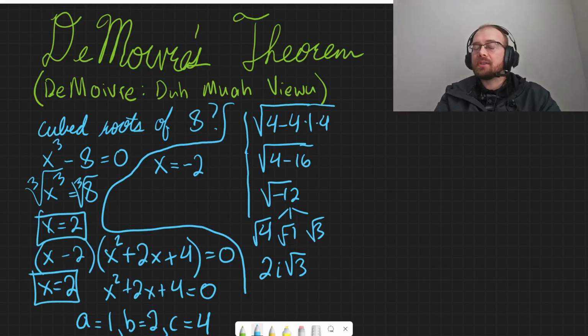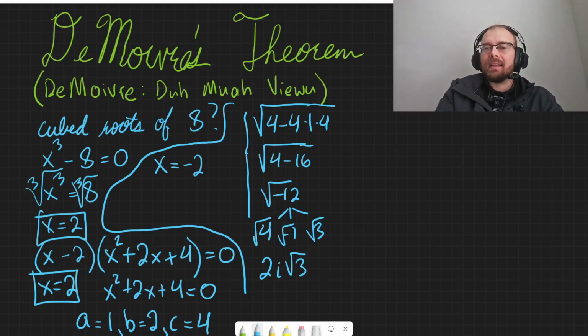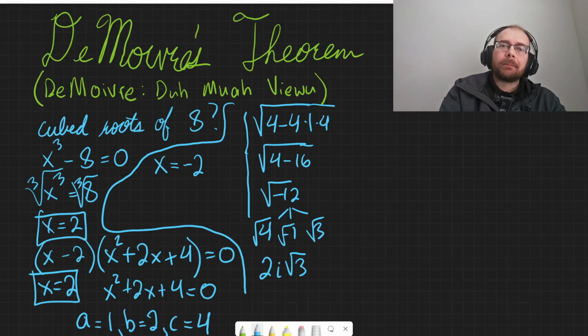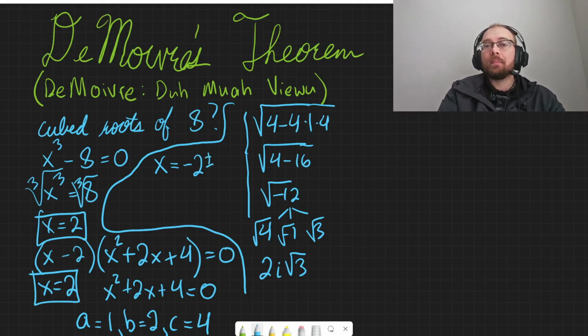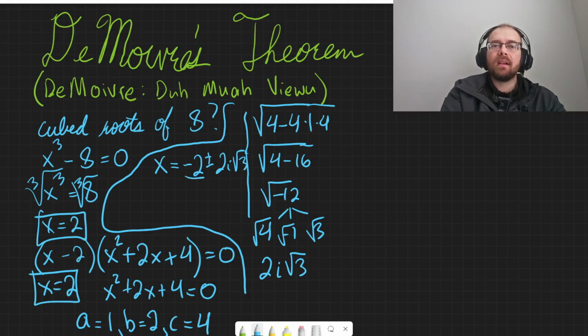You could write it as 2 root 3I. You can technically write it in any order you want because you're timesing them all, but it's up to you. So 2I root 3, that is b squared minus 4ac. So x is equal to negative b plus or minus the square root of b squared minus 4ac, which is 2I root 3. 2I root 3, you gotta squeeze that in there, all over 2 times a, which is just 2.